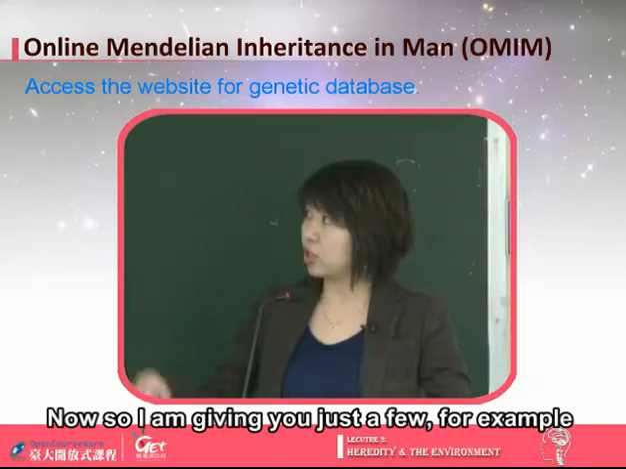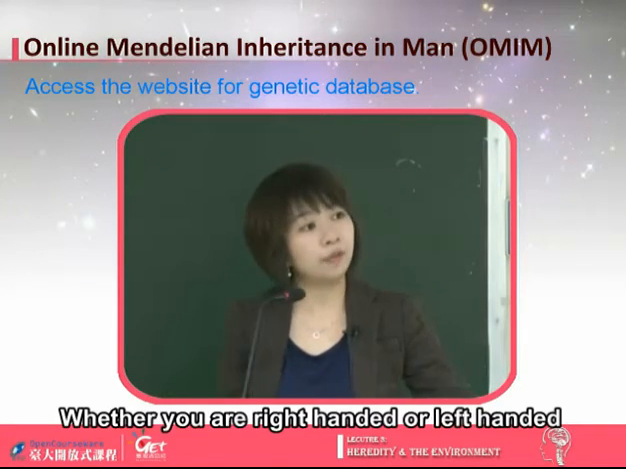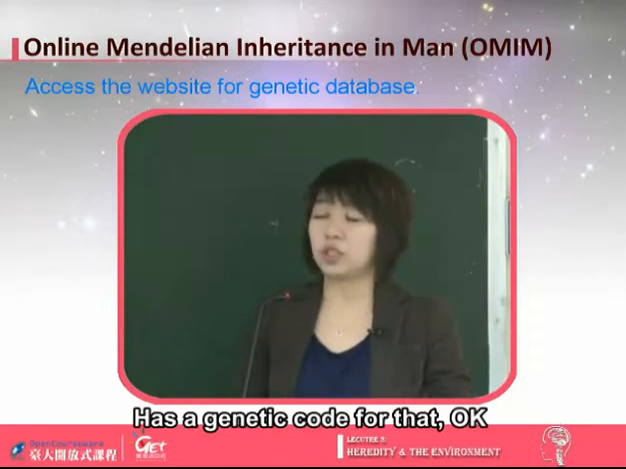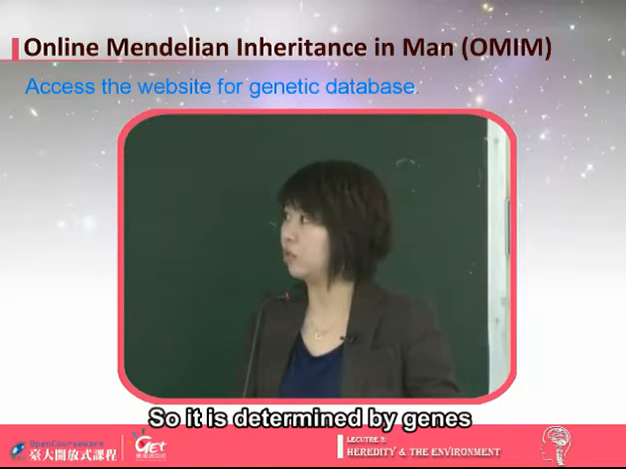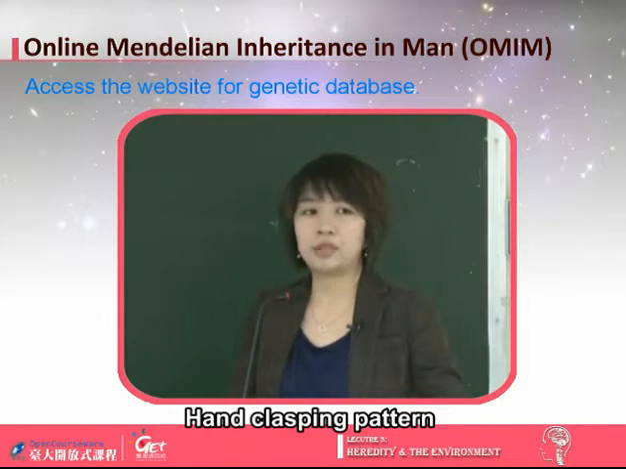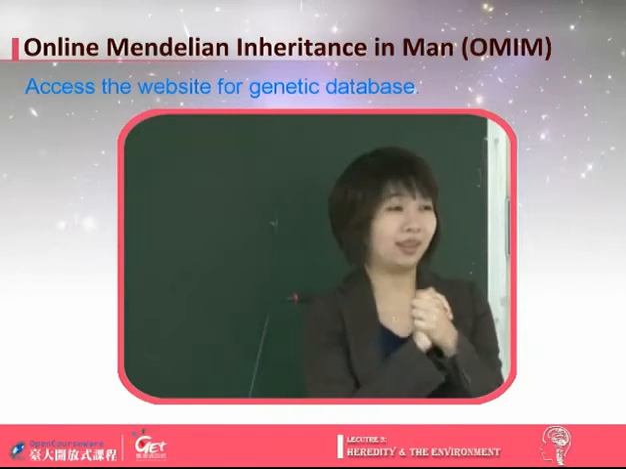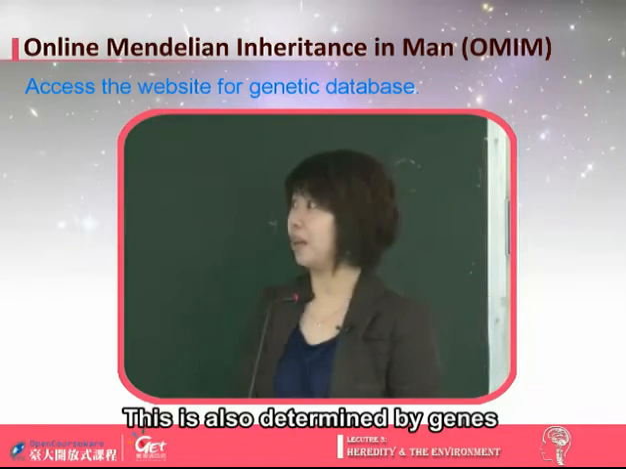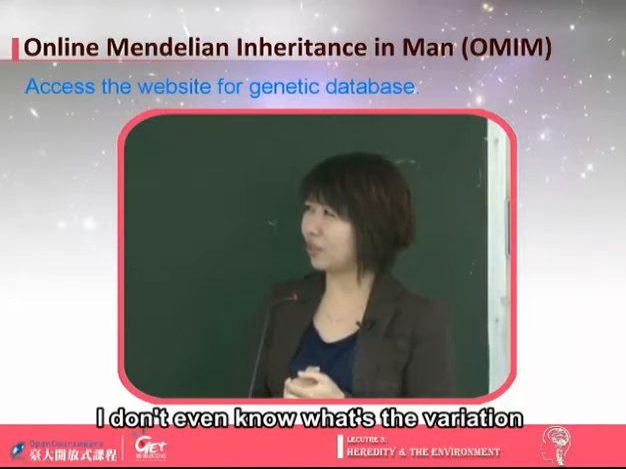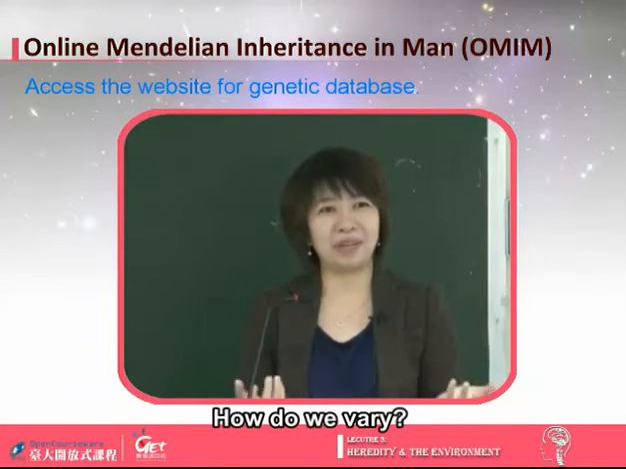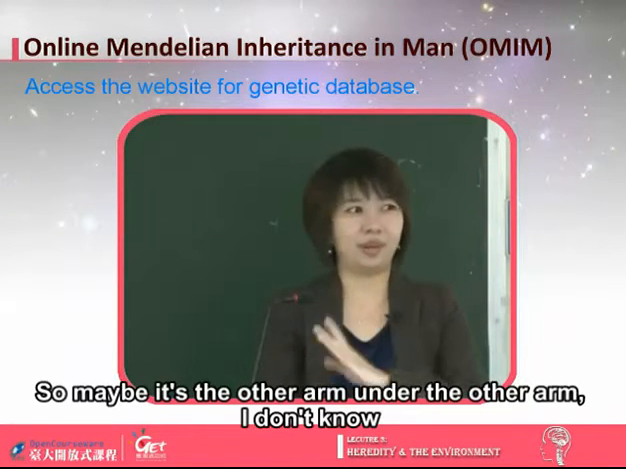Now, I'm giving you just a few examples. For example, hand skill, handedness, whether you're left-handed or right-handed, has a genetic code. Okay, so it is determined by genes. Hand clasping pattern. So how do you clasp your hand? Do you clasp it like this? Do you clasp it like this? This is also determined by genes. Arm folding preference. I don't even know what the variation is. How do we vary? I thought we just fold it like this. So maybe it's the other arm under the other arm.